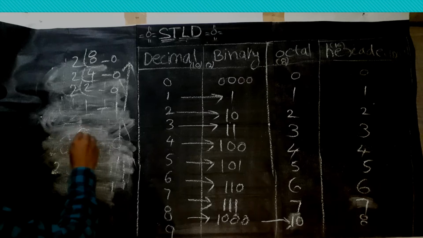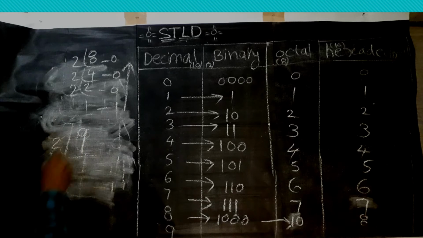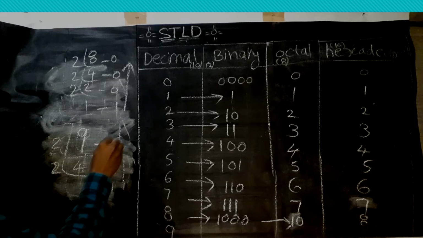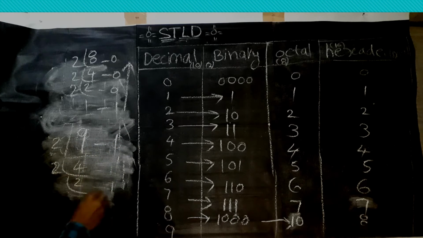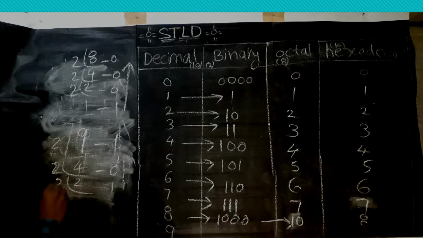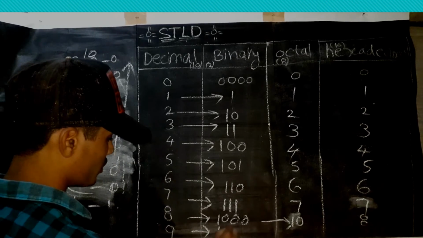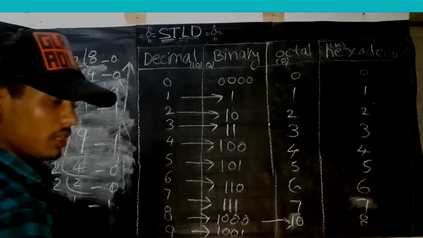Now number 9. The decimal number is 9. Divide by 2, four times. The value is 1. Then 2, the value is 0. Then 2 into 2, the value is 0. So the binary is 1 0 0 1. Okay.